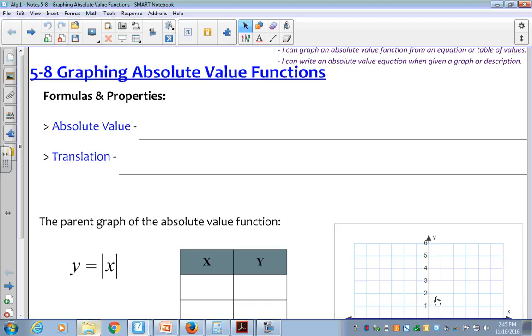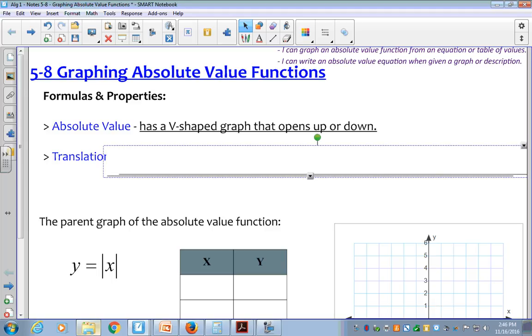Hey guys, this is Chapter 5, Section 8, Graphing Absolute Value Functions. Our learning objectives are to be able to graph an absolute value function from an equation or table of values, and to write an absolute value equation when you're given a graph or a description. As we roll through this, let's talk about what an absolute value is.